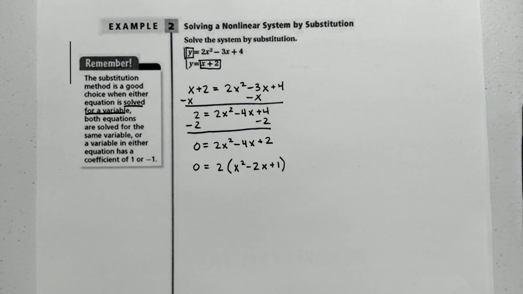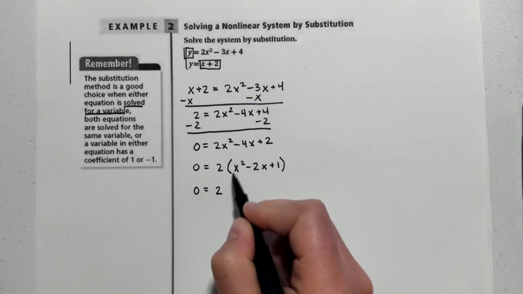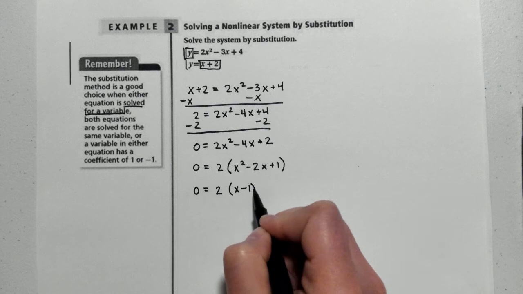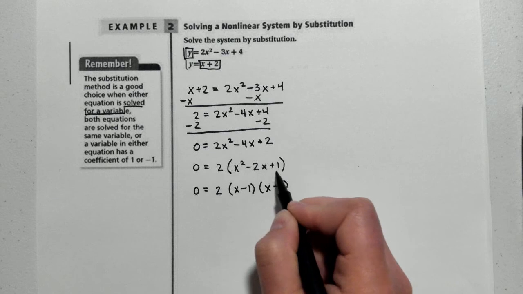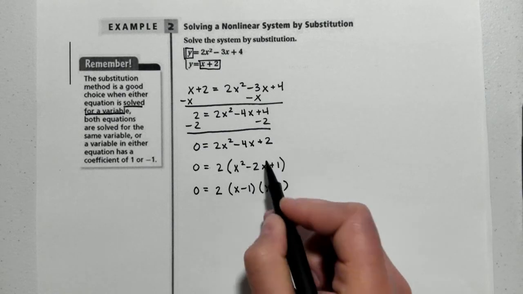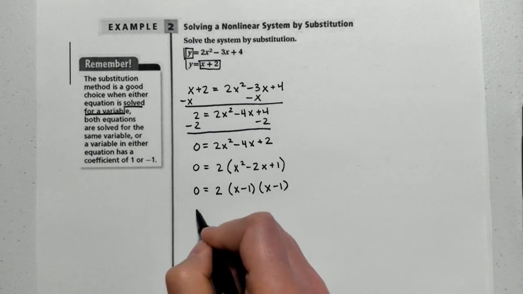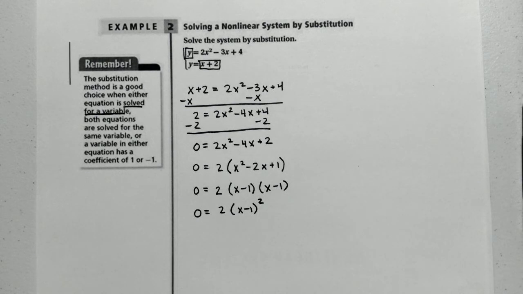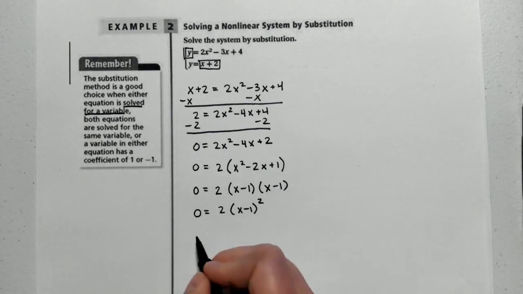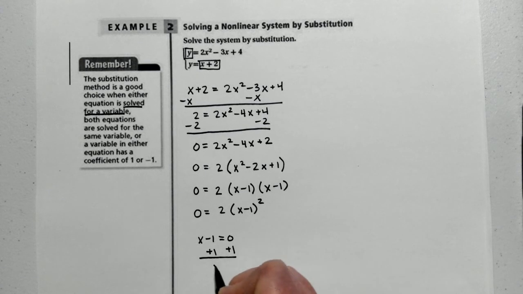Here, this can be factored. So this is going to be 0 equals 2, and I can do x minus 1 times the quantity x minus 1. Negative 1 times negative 1 is a positive 1, and then negative 1 plus negative 1 gives us that negative 2. This is actually a perfect square trinomial, so I could write this as 2 times the quantity x minus 1 squared. So this guy is only going to have one solution. So we're going to set our factor, x minus 1, equal to 0, and solve. So add 1 to both sides to get x equals 1.